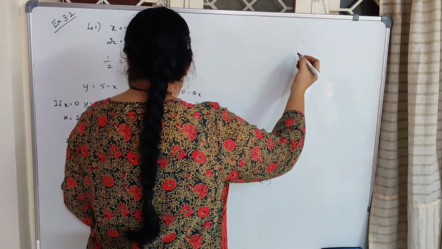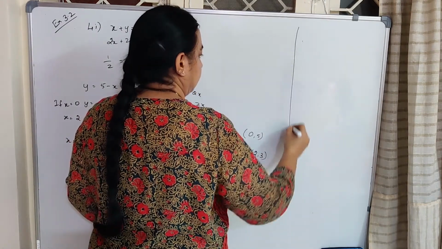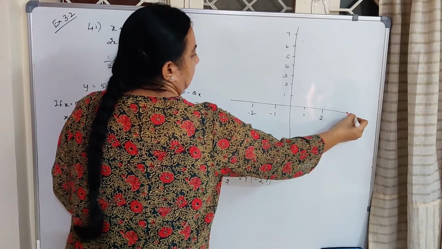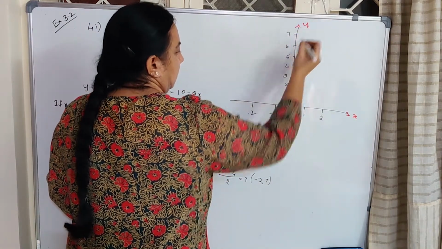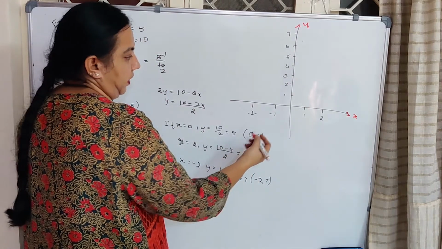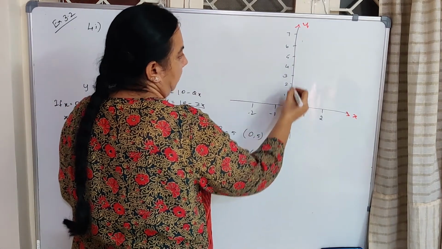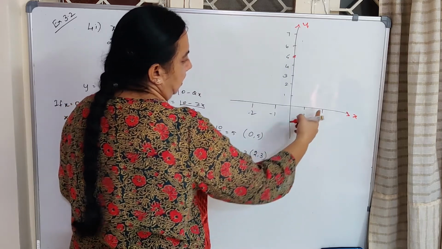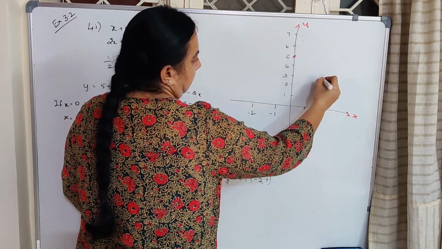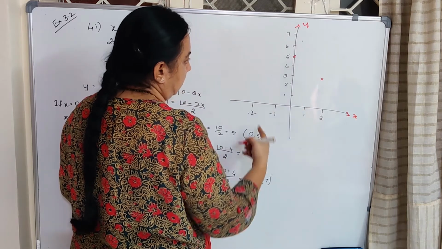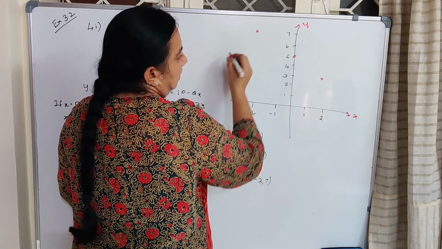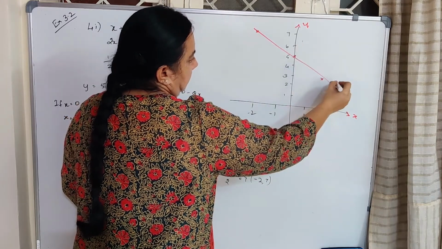When I mark it graphically, when I mark the first point, this is the x and this is the y. So when I mark the first point, 0, 5. This is the first point. The second point is 2, 3. And the third point is minus 2 and 7. Okay. So the line is like this.